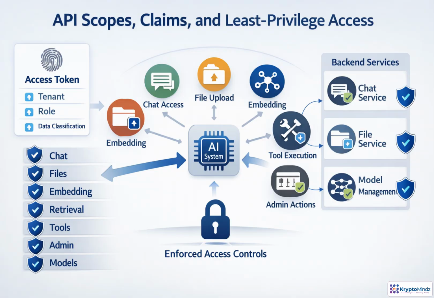Scopes translate a token's permissions into specific allowed actions, such as chat invocation, file upload, retrieval, tool execution, or model administration. Claims add context, including tenant, role, region, data classification, and assurance level. The goal is least privilege. One token should not unlock unrelated data, models, and admin functions. Check access at the gateway, then repeat those checks inside backend services. That layered enforcement limits damage if a token is overused or stolen.